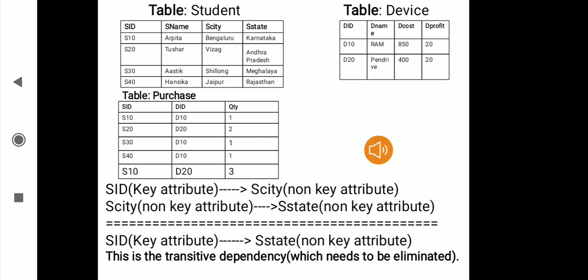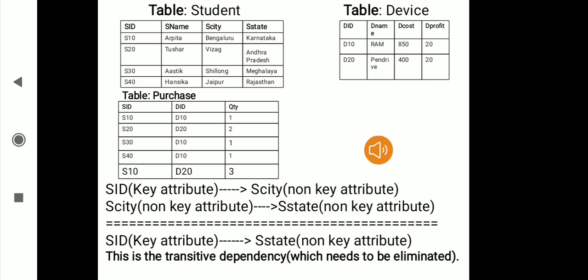That's why SID, which is the key attribute in this table student, easily determines the non-key attribute SCT in the same table. And since a key attribute can easily determine a non-key attribute, it is acceptable. But if the non-key attribute SCT determines the non-key attribute state, then the key attribute SID determines the non-key attribute state only through SCT, which is a non-key attribute. That is called transitive dependency, and it is represented with the help of the arrows in this slide.